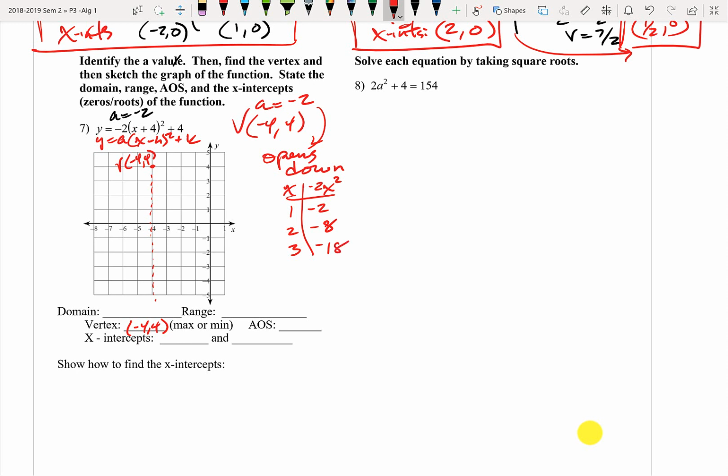So you're going to go right 1, down 2 and reflect. Right 2, down 8, way down here, and reflect. Okay, so here we go. So just plot that parabola here.